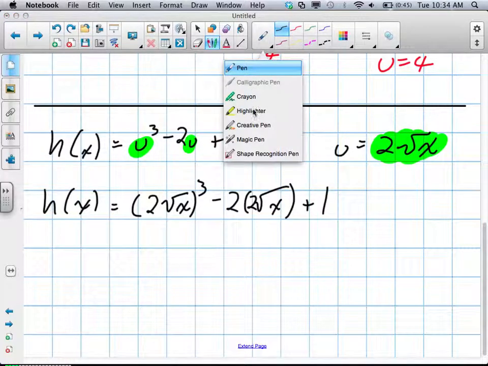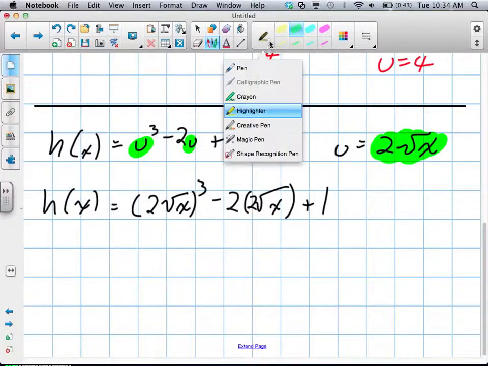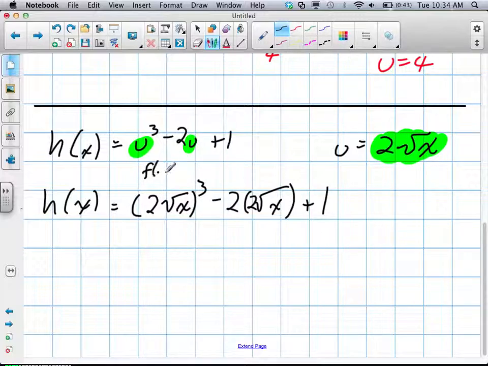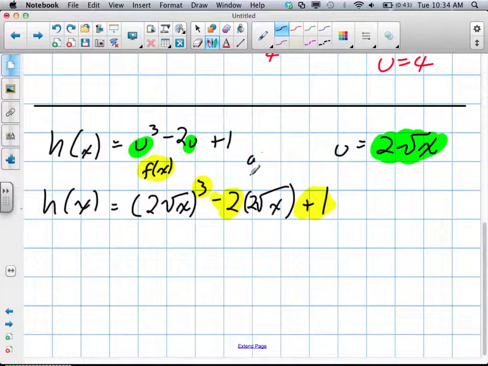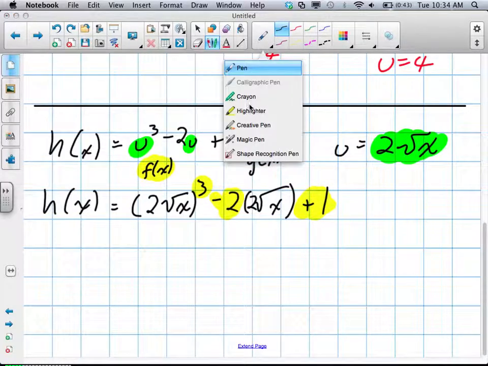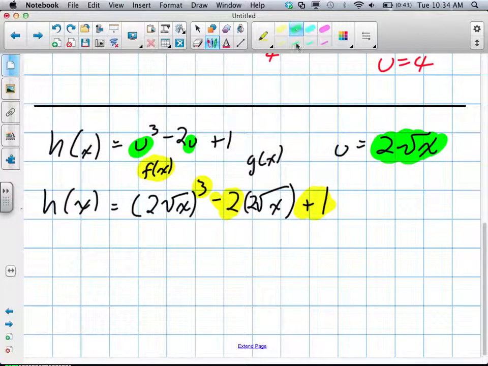Now in this case, I'm going to try to highlight the parts that are going to be referenced to our f of x. So the f of x parts of this, if you recall from before, are our cubed here, our negative 2, and our plus 1. That's the f of x part of our equation. The g of x part of this equation are the values we've plugged in. The values we've plugged in are 2 root x and 2 root x.